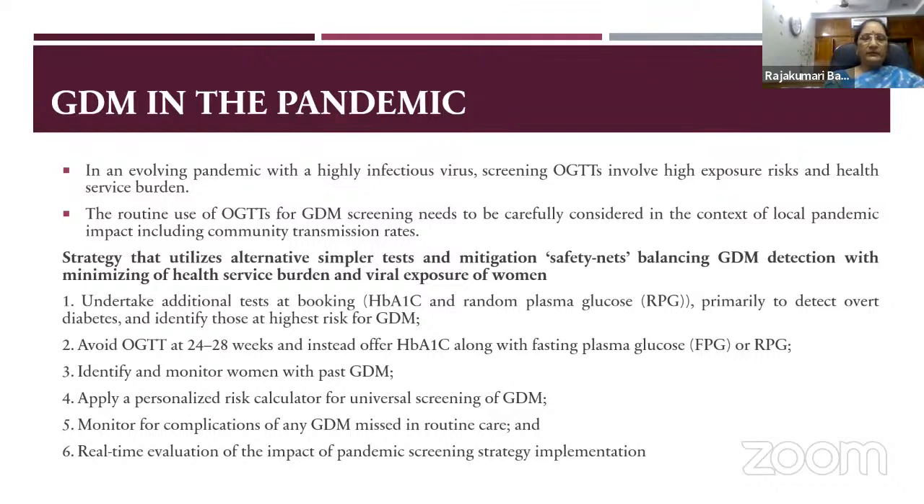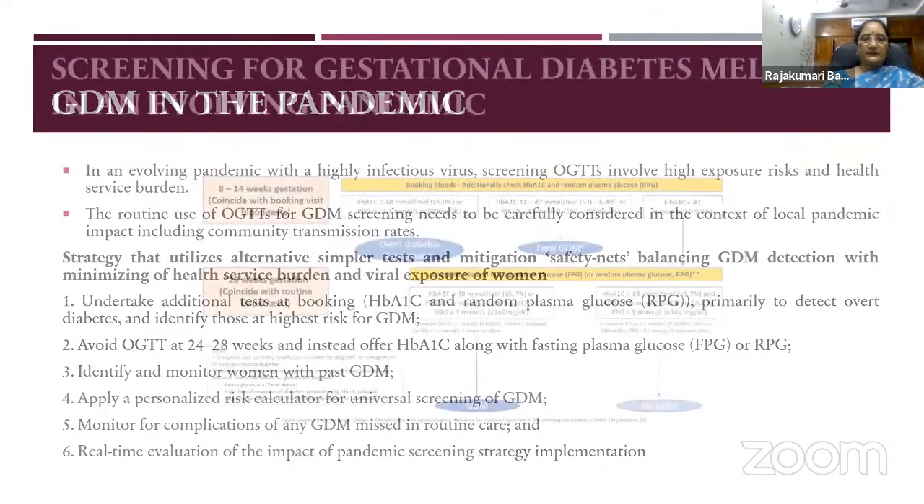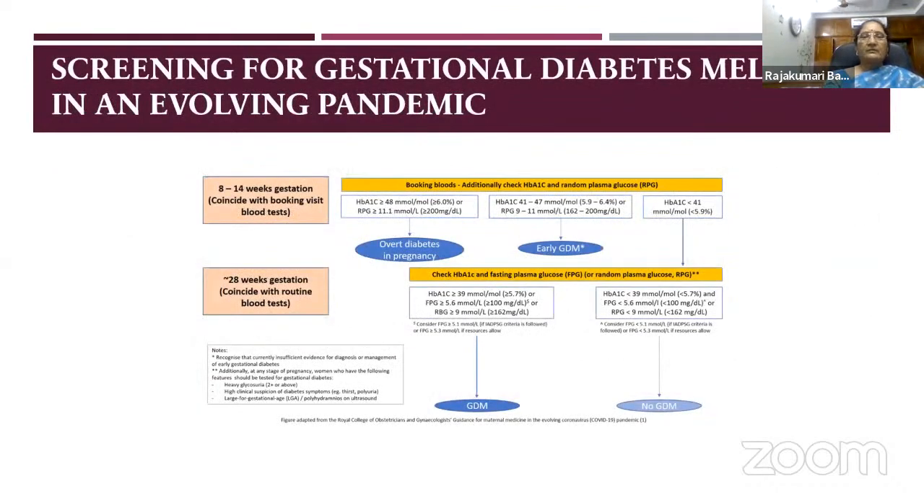Identify and monitor women with past GDM. Apply a personalized risk calculator and monitor for any complications of GDM listed in routine care. Real-time evaluation of impact of pandemic screening strategy. At the first antenatal visit, around 8 to 14 weeks gestation, if HbA1c is more than 6 and random plasma glucose is more than 200, it is overt diabetes.